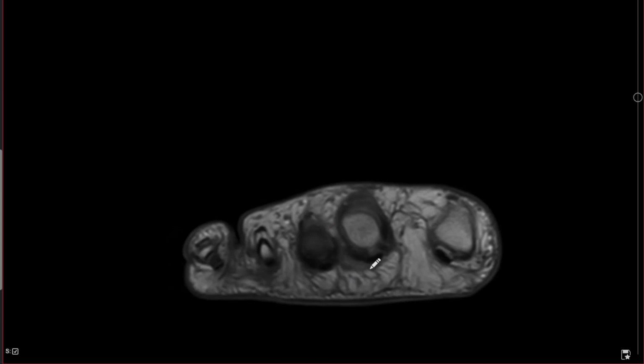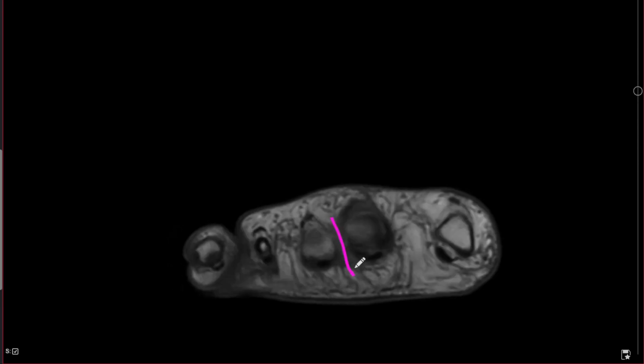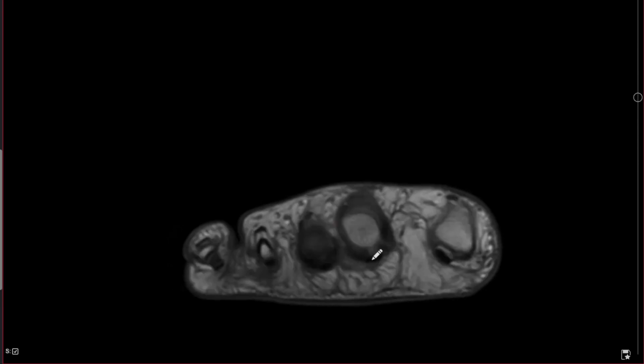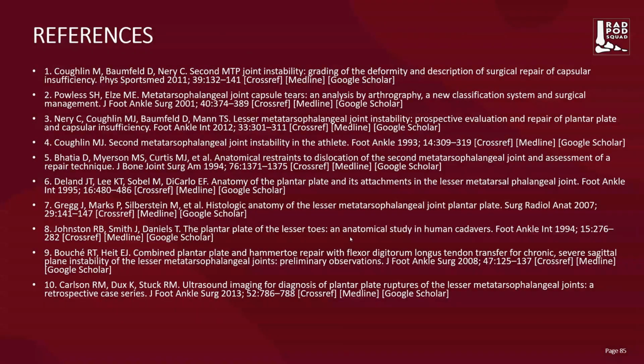As seen here, we have this extension of the neuroma towards the second plantar plate in a situation that would be termed a pseudoneuroma. So when the neuroma lies closer to one metatarsal or another, that's given the term pseudoneuroma and is felt to represent greater pericapsular fibrosis and inflammation secondary to instability of the plantar plate complex. References available for your review.